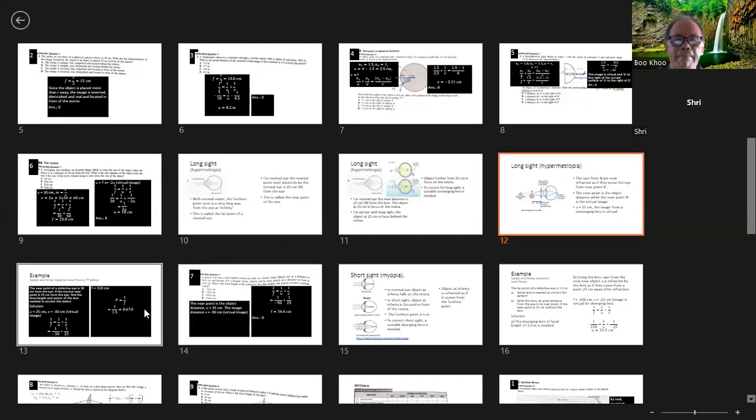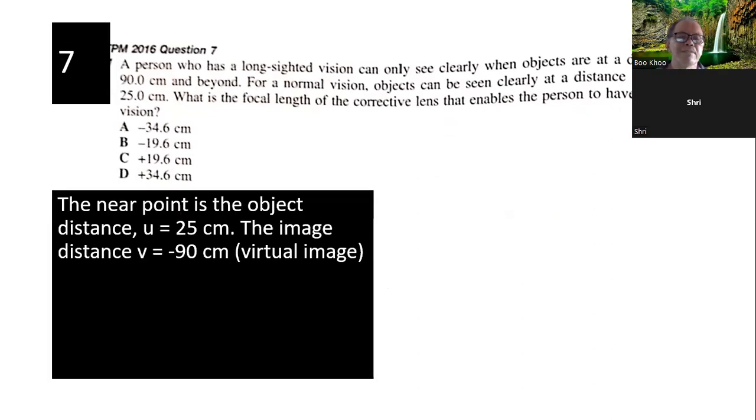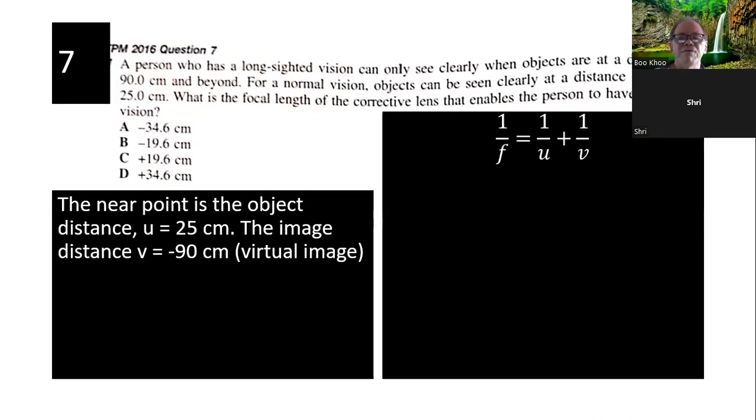So what's the answer? Same as what we have done. U is 25. Image is minus 90. Put in your values in your lens formula. That's your V. That's your U. Calculate out: 34.6 cm.